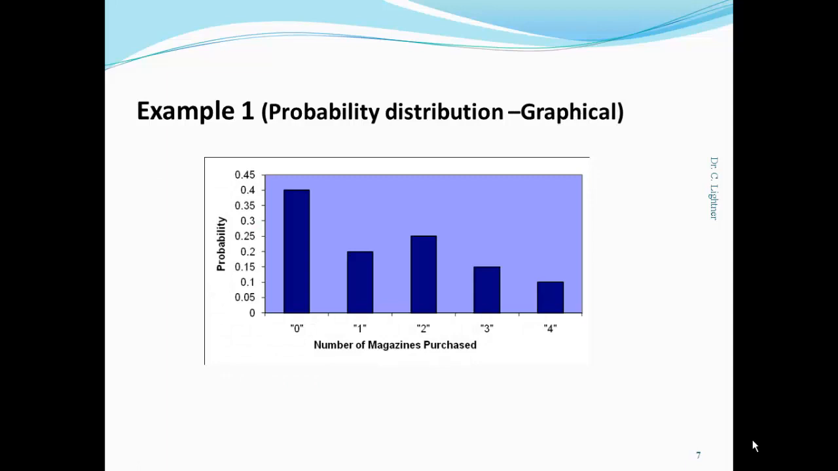Here we have a graphical display of a probability distribution. Along the x-axis, it gives the number of magazines that could be purchased, or the different values that this random variable can take on. The height of each of the bars provides the probability of taking on each of those values.